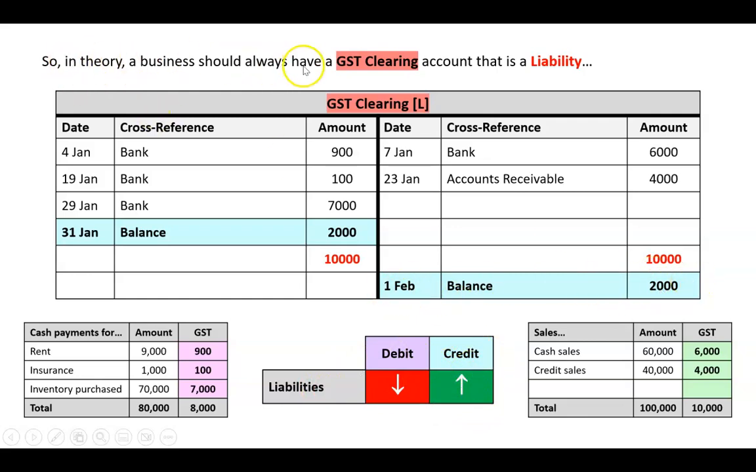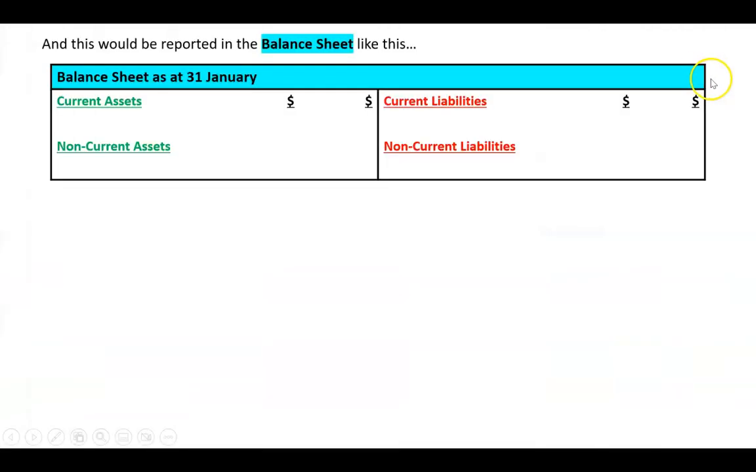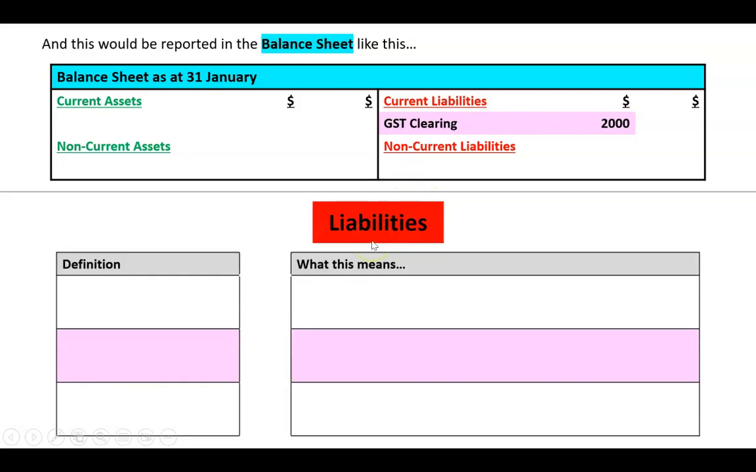So in theory, a business should always have a GST clearing account that is a liability. And then we'd have to report that in the balance sheet, because that's kind of the point of ledgers. We use their balances to go on the balance sheet, and that would go over here under current liabilities. It wouldn't go non-current, and it's not an asset. Why current instead of non-current? Well, because in reality, the business has to pay GST owing every 90 days. We don't need to know that, but 90 days is within 12 months, so for us it's always current.